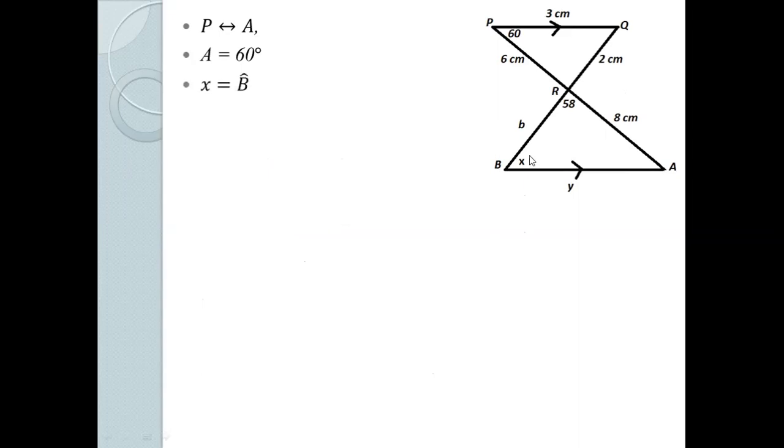Now we have got the values of two angles in this triangle ABR. We have to find angle x, which is actually the angle B. This can be found by using the property of a triangle that the sum of all angles of a triangle is equal to 180 degrees. We have the values for two angles, which are 60 and 58. When we subtract these from 180, which is the sum of all angles of a triangle, we will have x equals 62 degrees.